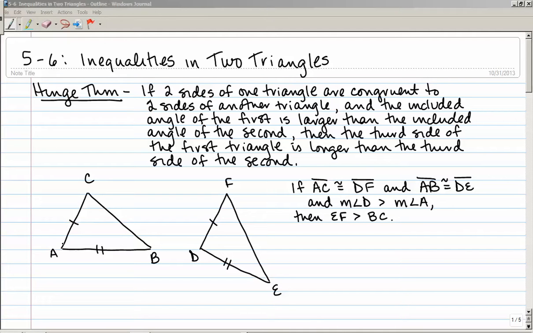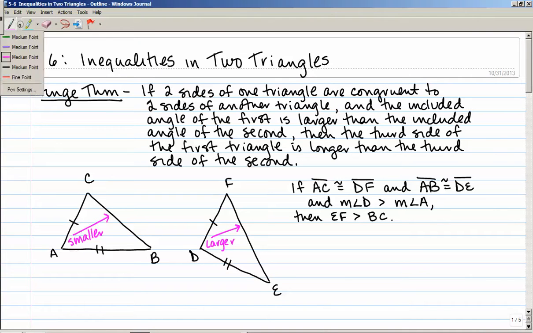This says that if AC is congruent to DF and AB is congruent to DE, and if the measure of angle D is greater than the measure of angle A, then that means that EF, which is the side opposite angle D, is going to be greater than side BC, which is the side opposite angle A. Very similar to the last section, the longer side is going to be opposite the larger angle, but now we're doing this when we're comparing two different triangles.